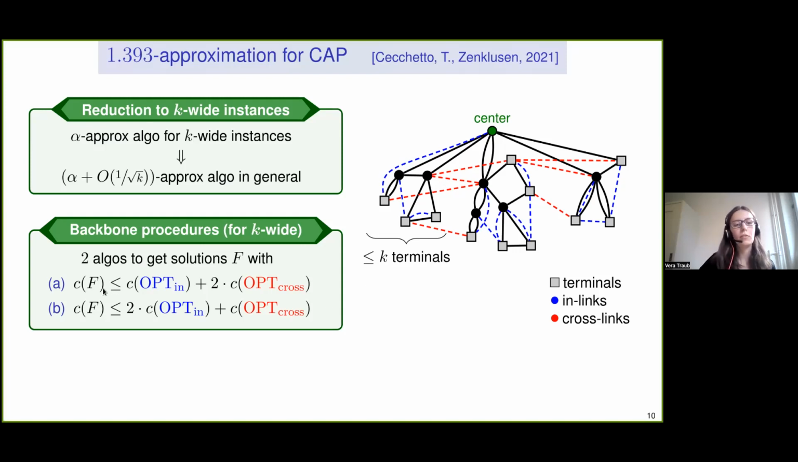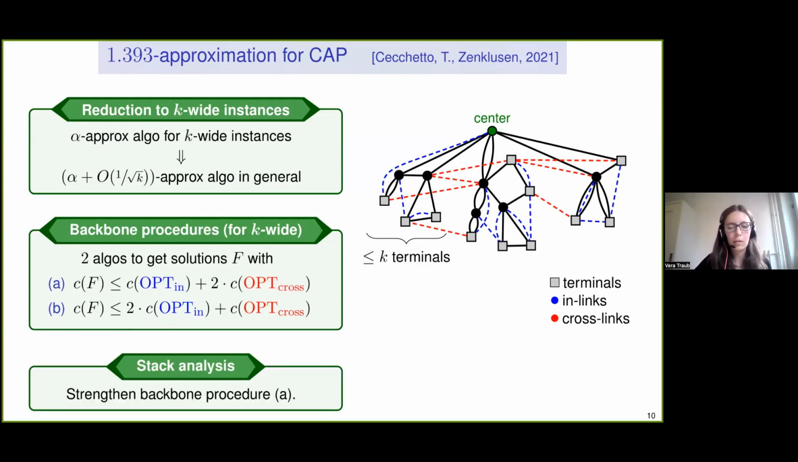And then we obtain 2 approximation algorithms, where the first one has a guarantee that is very good if we have many in links in our optimum solution, and loses a factor 2 on the cross links. And the other algorithm has a complementary guarantee, namely it loses a factor 2 on the in links, but loses nothing on the cross links. Now you can already see that if I take the better of the results of these 2 algorithms, that will give me immediately a 3/2 approximation, if I take just the average of the 2 guarantees. This is not quite as good as what I promised you.